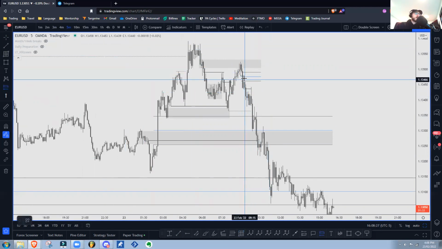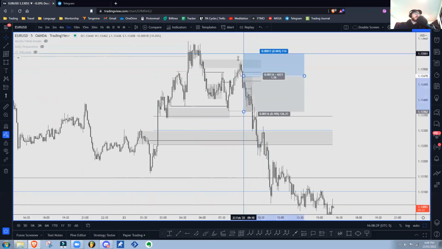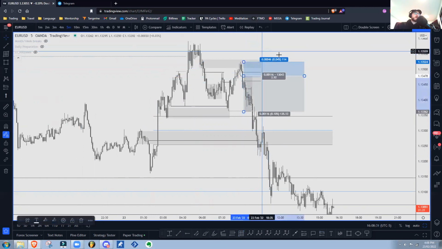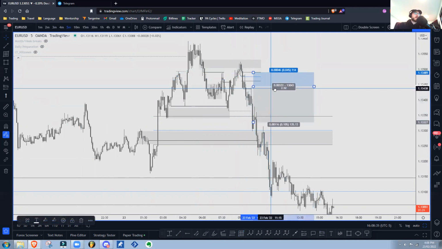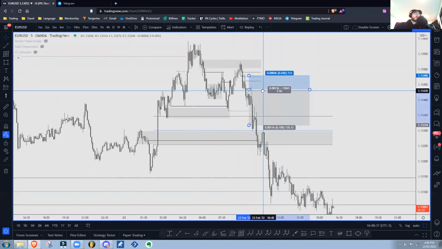So I could have definitely entered right there. I could have put my stop just above here. Again, another 4 pips. So I could have entered at the top. I could have entered here, and then I could have entered again right here personally.